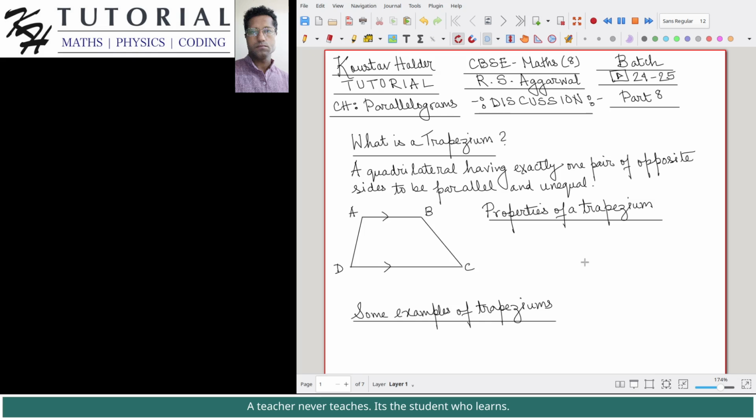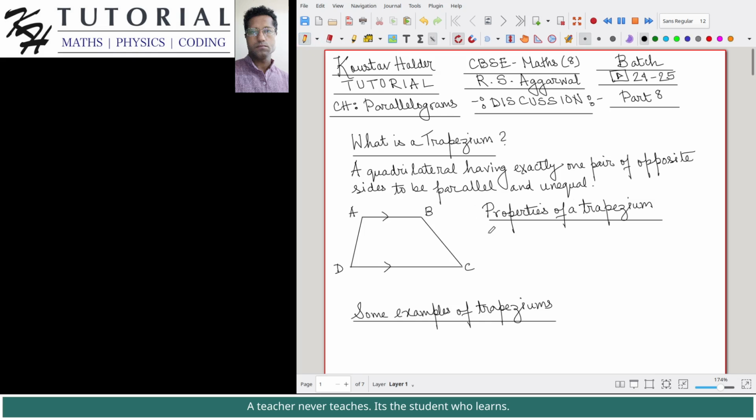Please remember that the parallel sides need to be unequal, because if in a quadrilateral we have one pair of parallel sides and they are equal, it will become a parallelogram. So trapezium is not a parallelogram because it has exactly one pair of opposite sides parallel, and that pair needs to be of a different length. As you can see in the figure, ABCD is a trapezium where the pair of opposite sides that are parallel are AB and DC. So what are the properties of a trapezium?